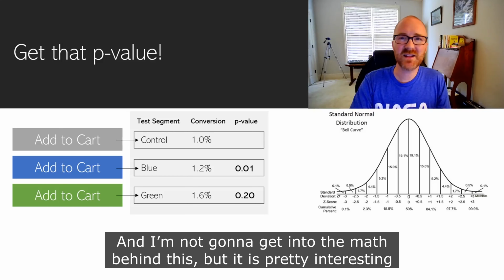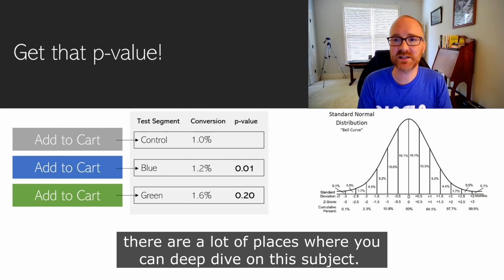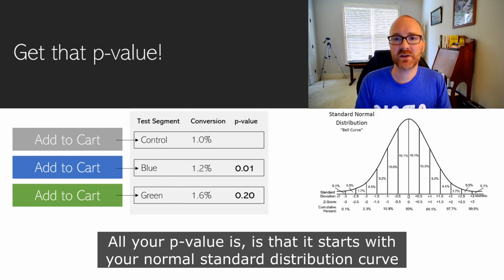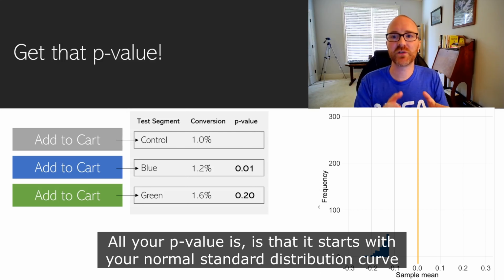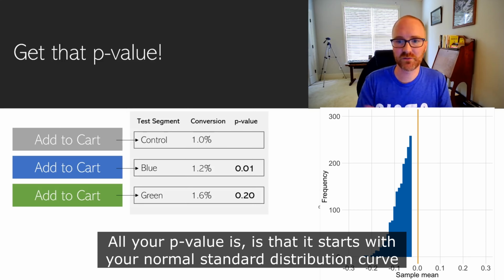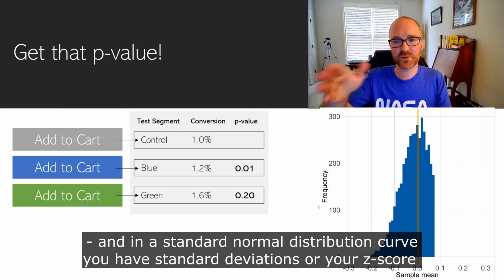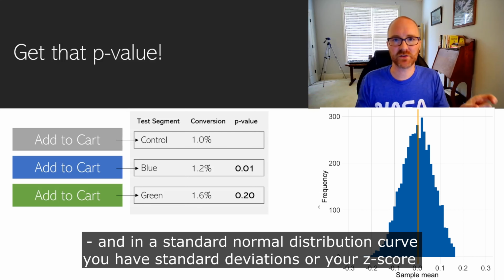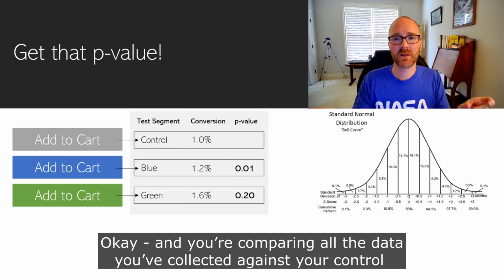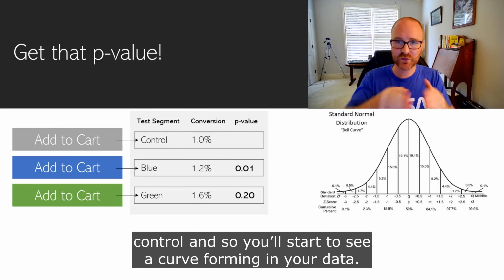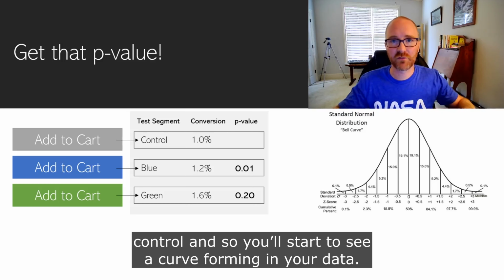I'm not going to get into the math behind this, but it is pretty interesting. There are a lot of places where you can deep dive on this subject. Your p-value starts with your standard normal distribution curve. And in a standard normal distribution curve, you have standard deviations, or your z-score. You're comparing all of the data that you collected against your control. And so you'll start to see a curve forming in your data.